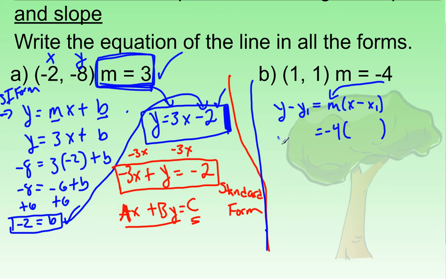Now, the y stays the y, the x stays the x. The point you plug in go in for the y1 and the x1. So y1 is 1, so y minus 1. Plugging that in. X minus the x1 is 1.